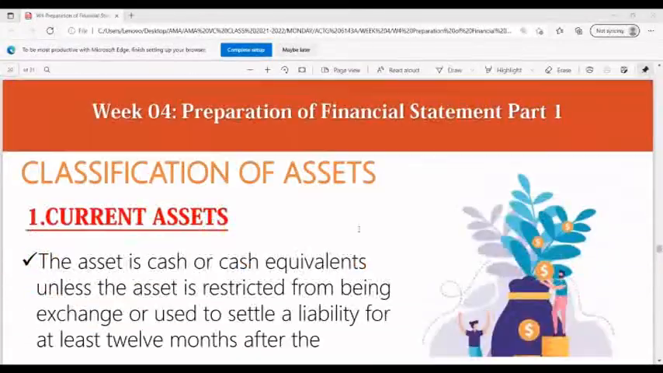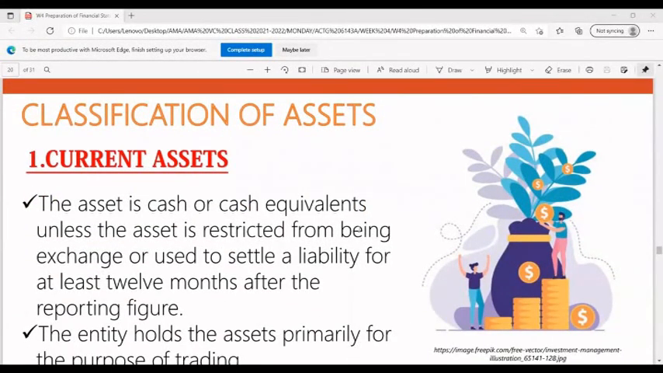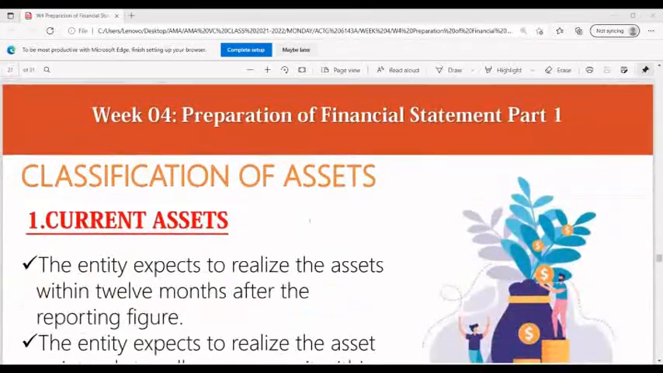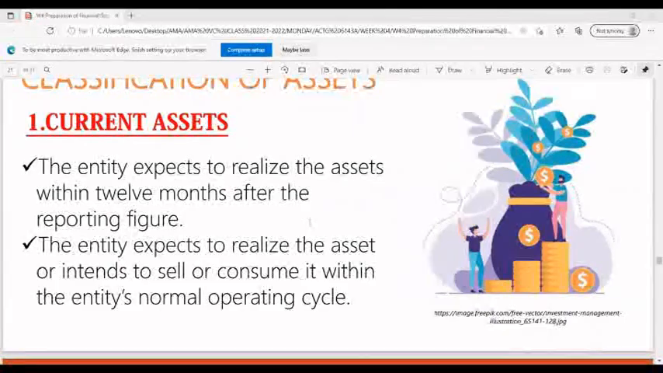So the classification of assets: under the asset class, there are current assets. The asset is cash or cash equivalents, unless it is restricted from being exchanged or used to settle a liability for at least 12 months after the reporting period. The entity holds the asset primarily for the purpose of trading. And for current assets, the entity expects to realize the asset within 12 months after the reporting period, or intends to sell or consume it within the entity's normal operating cycle.